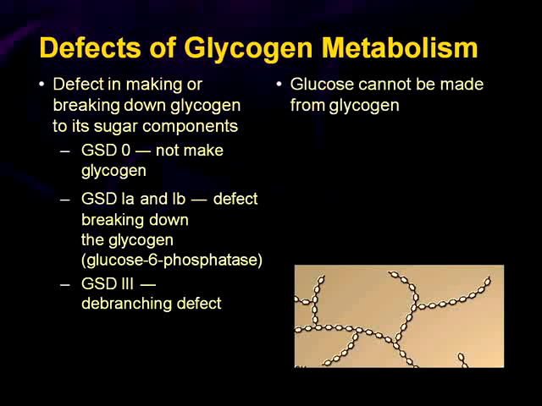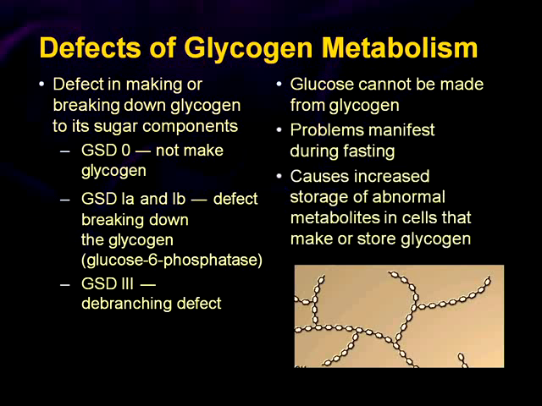Problem here is then you can't retrieve your glucose from your stored glycogen. And so this is a short, fast hypoglycemia, because this is your first reserve, is your glycogen. Your fats are your long-term. Then you also have problems with the cells that are trying to store all this excess glycogen that they can't get back out. So then you also have local effects from the stored glycogen.